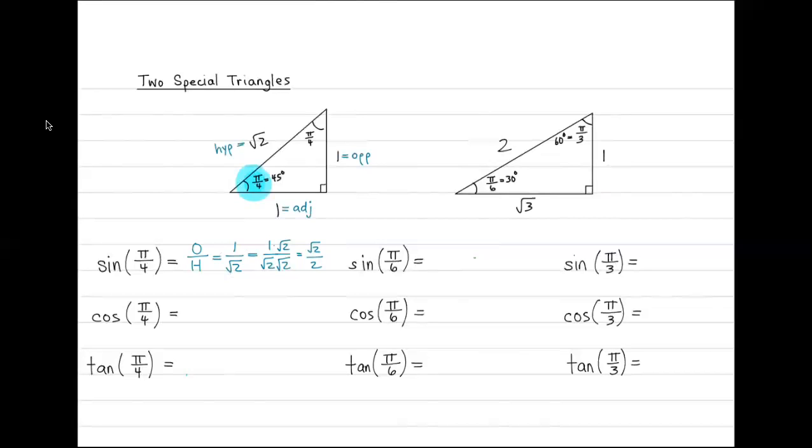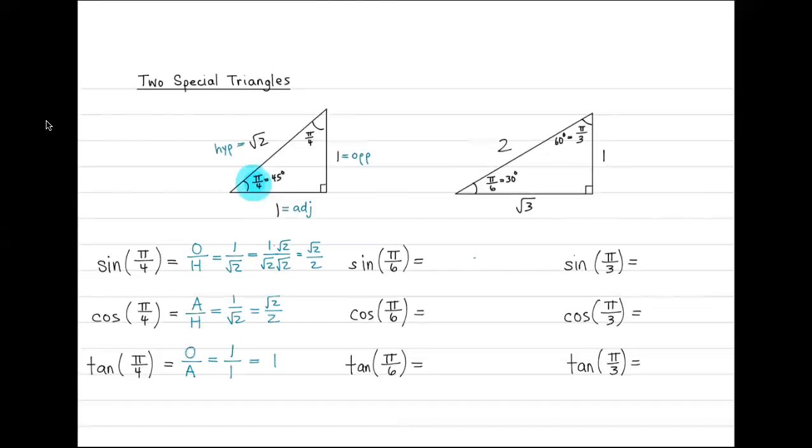Okay, so the cosine is always adjacent over hypotenuse. So in this case, it would be 1 over root 2 as well. And for the same reason as before, root 2 over 2 would also be a correct answer. So again, either way. And then last but not least, the tan. The tan is always the opposite side over the adjacent side. So in this case, the opposite side is 1, the adjacent side is 1. So the tan would be 1 over 1, which is 1.